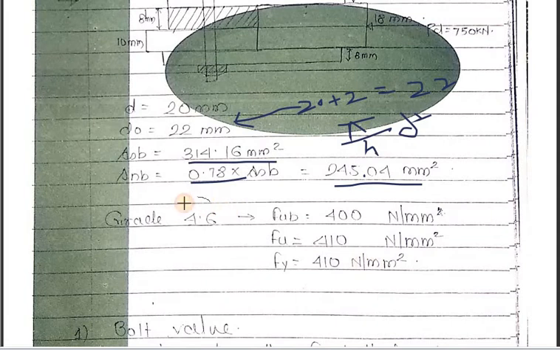Again, depending upon the grade 4.6, we have to refer to the table from IS 800 2007. We have to use FUB as 400 Newton per mm square. FU is given in the question as 410. It is the same 410, given in the question. So only this part will be taken from the table depending upon the 4.6 grade in the IS code.